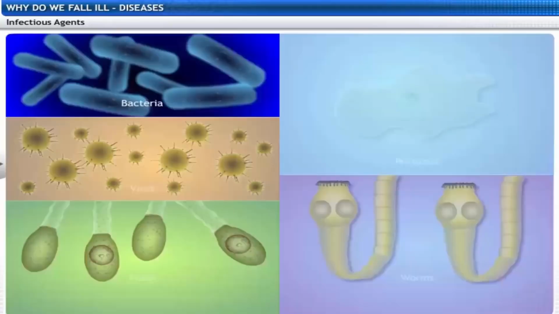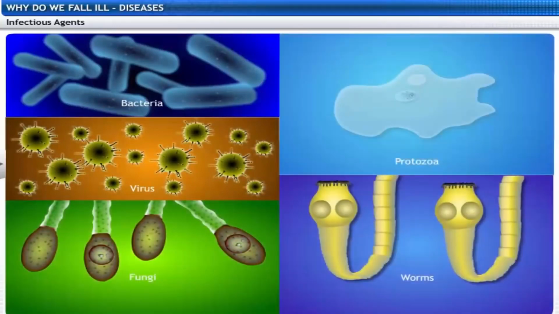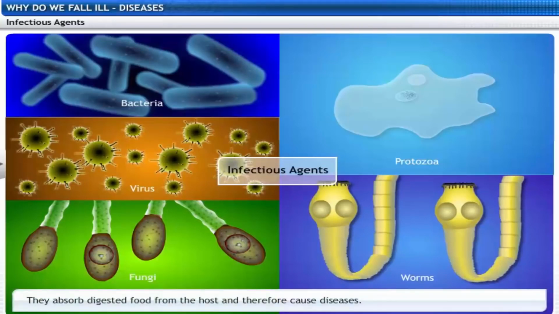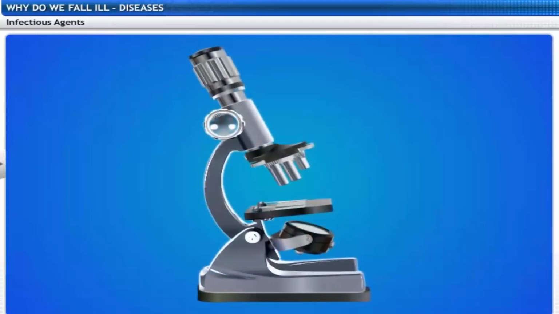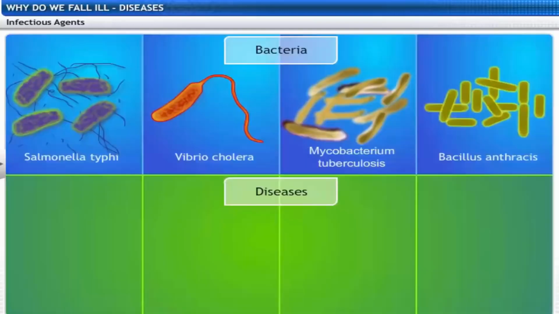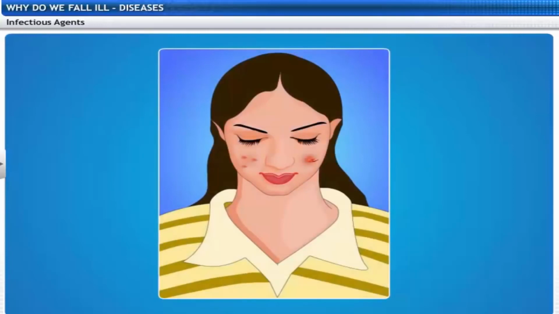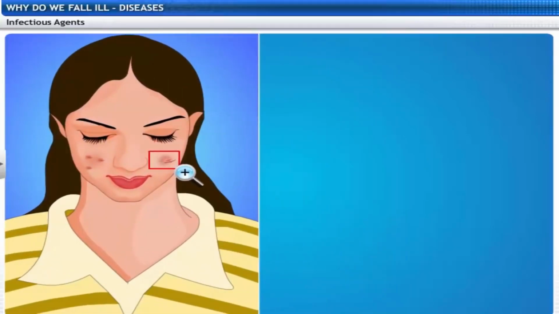Apart from bacteria, there are viruses, fungi, protozoa, and worms that cause diseases. These are called infectious agents. These agents absorb the digested food from the host and in turn cause diseases. Bacteria are unicellular organisms visible only under the microscope. Diseases caused by bacteria are typhoid, cholera, tuberculosis, and anthrax. Staphylococci bacteria cause acne or pimples on the skin.